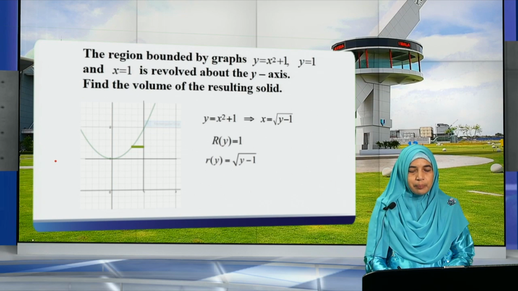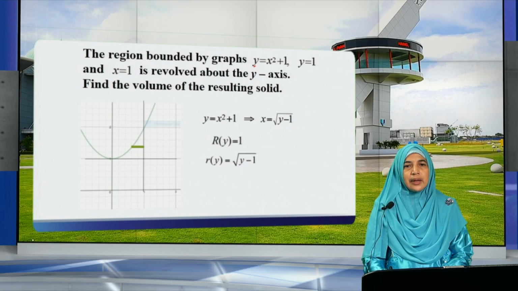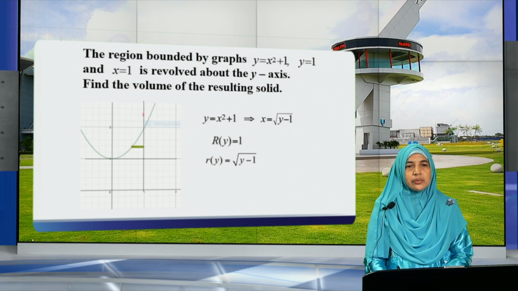In this example, we have the region bounded by the graphs y equals x squared plus 1, which is the parabola, and y equals 1, which is the straight line here, and then x equals 1, which is also a straight line here. So this is the region, and we want to revolve it about the y-axis.